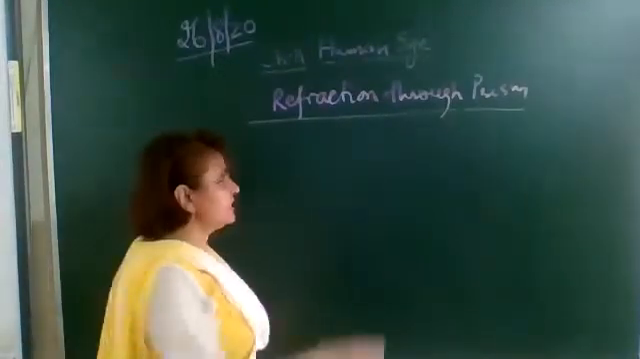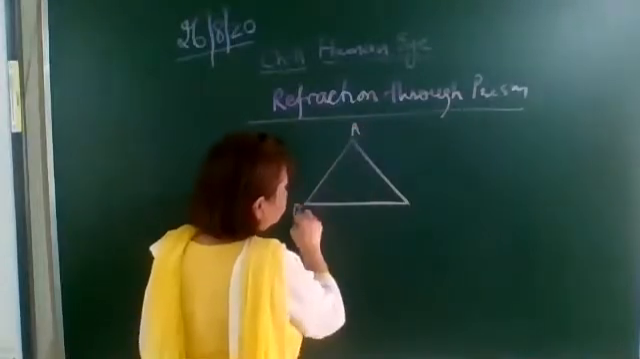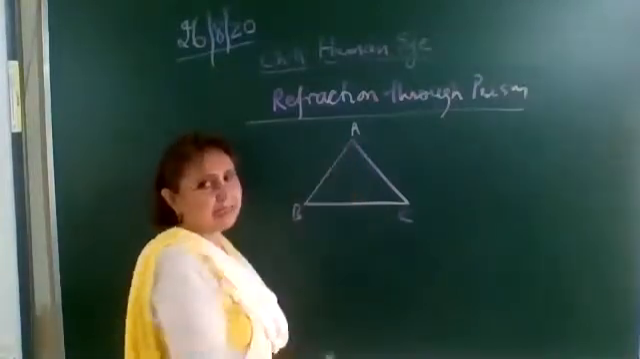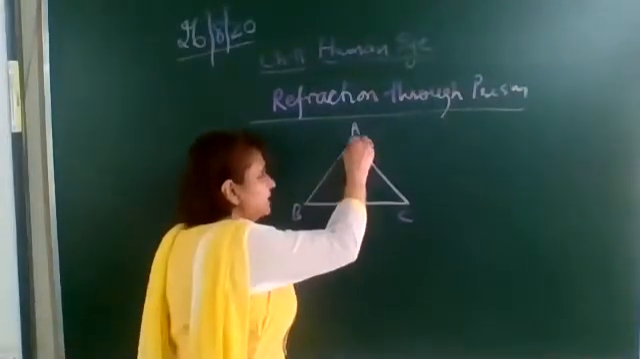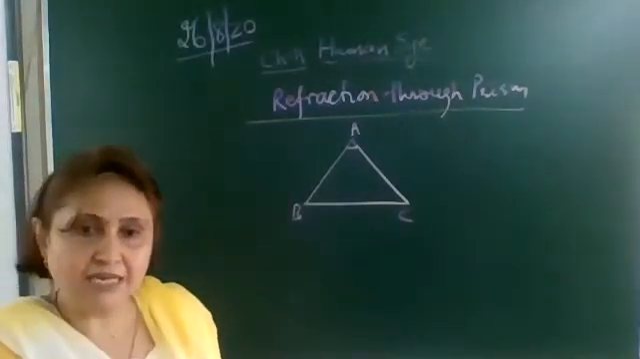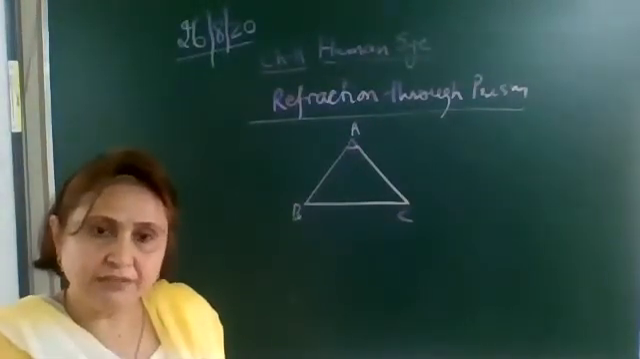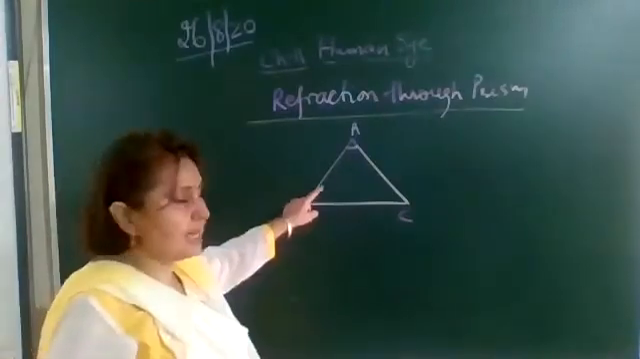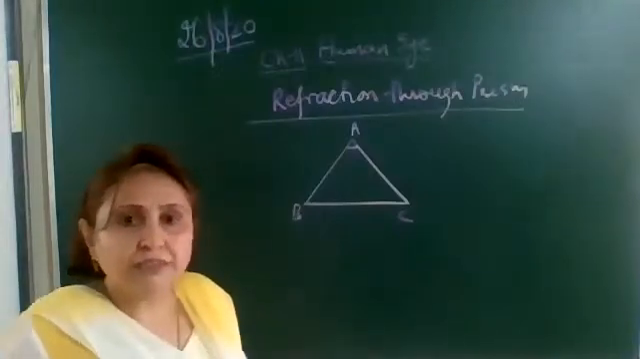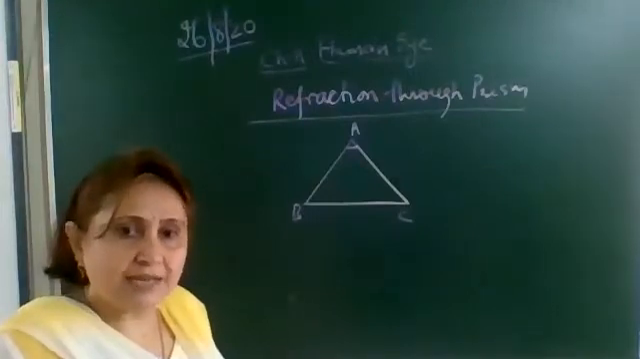The two refracting surfaces AB and AC, these are the two refracting surfaces. They are meeting at an angle, and this angle is called the angle of prism. Angle A here is called the angle of prism. So it is made up of a transparent material like glass, in which the two refracting surfaces are not parallel. They are meeting at an angle. Okay, and this angle is called the angle of prism.